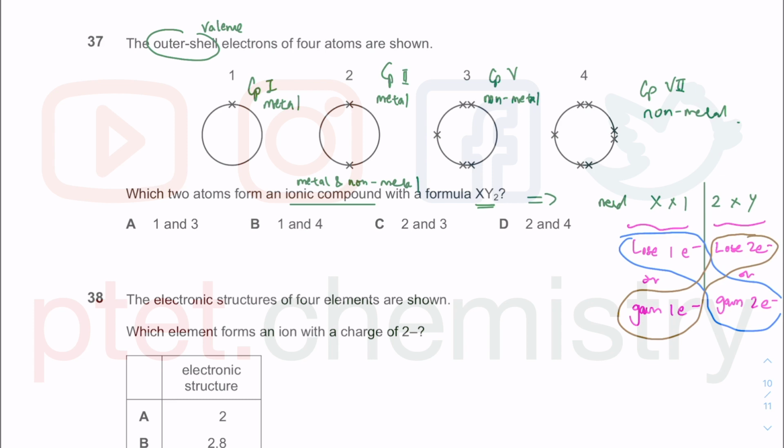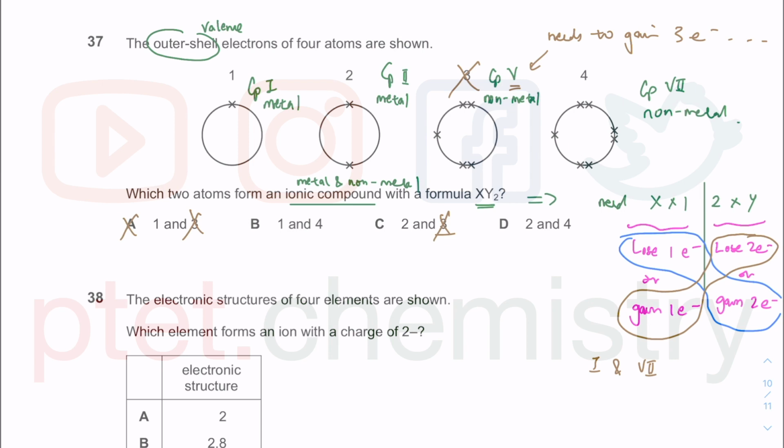So we've got to have 1 and 7, where we cannot have 2 and 6, because 2 and 5. Anything to do with 5 would be wrong, because then it needs to gain 3 electrons. So you can't get the XY2 at all, so 3 is definitely wrong. So you're left with your 1 and 4. This is 1 and 7.